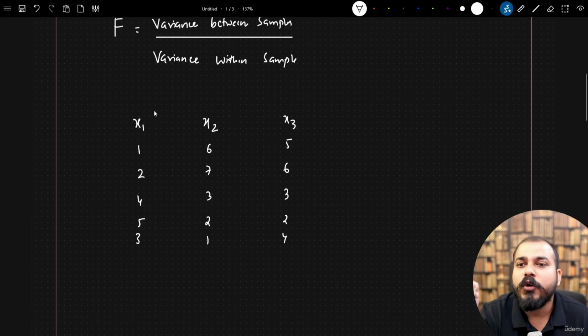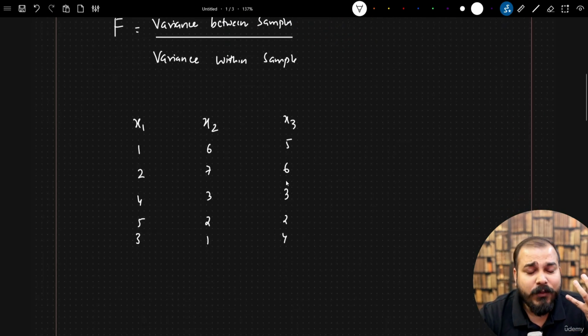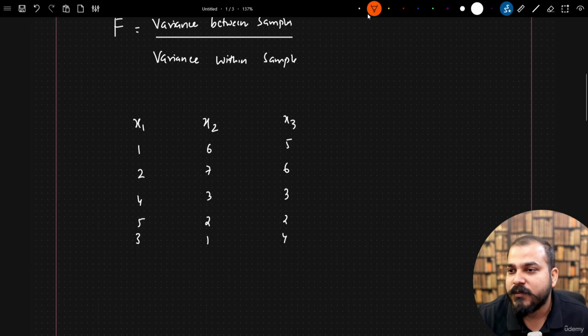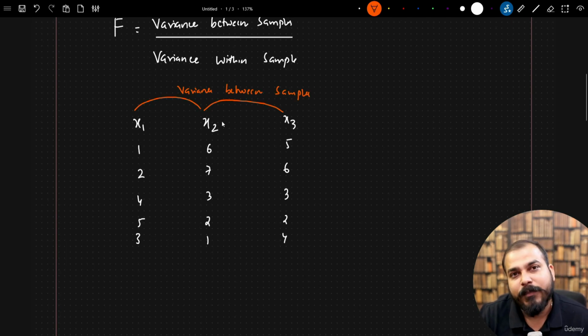Now, in order to understand this, there are two important things: variance between the samples and variance within the samples. At the end of the day, the means are getting compared based on the variance that is present. So when we say variance between samples, this is basically the differences between your samples. In short, you calculate the variance of each sample, and then you try to find the difference between one sample and the other sample.